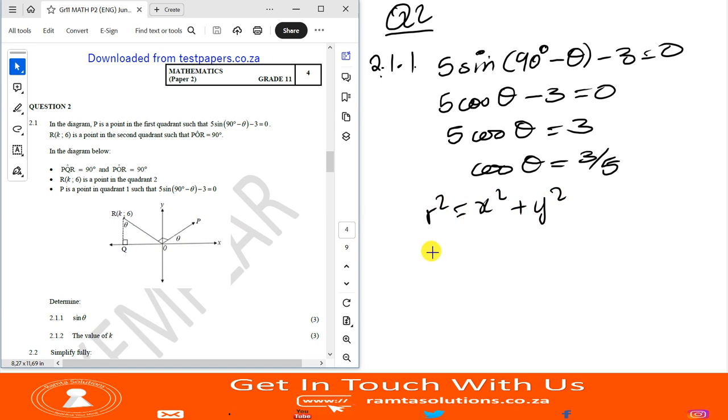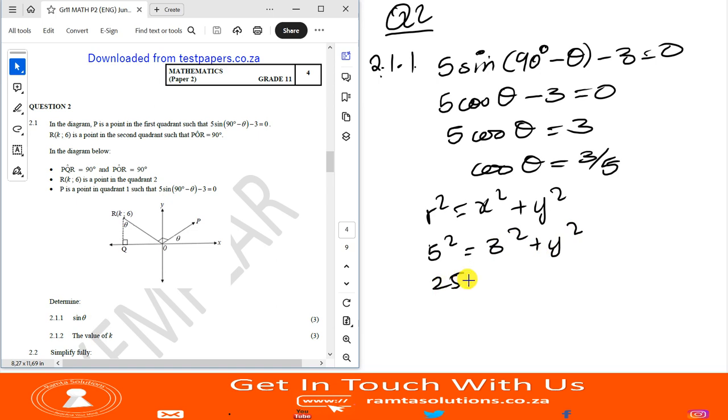Okay, what is r? I do not know what r is, so I have to look for it. R equals the square root of, oh, I do know it. Here it is, it's 5. So this is 5 squared equals, what is x? Oh, yes, I know, x is 3. Y is what I do not know.